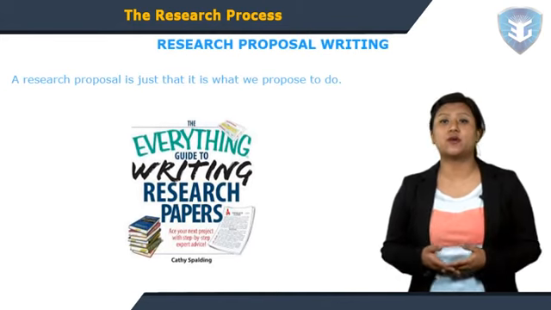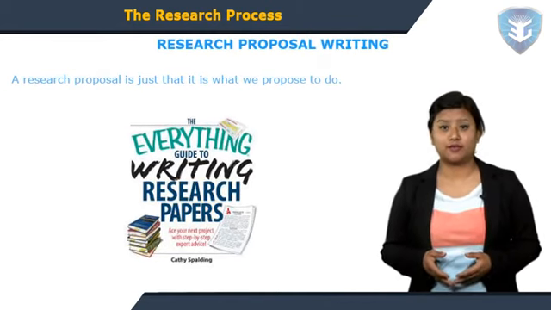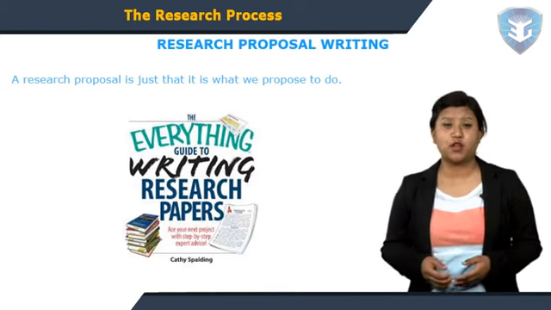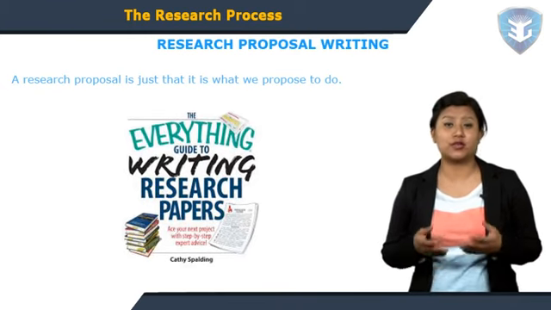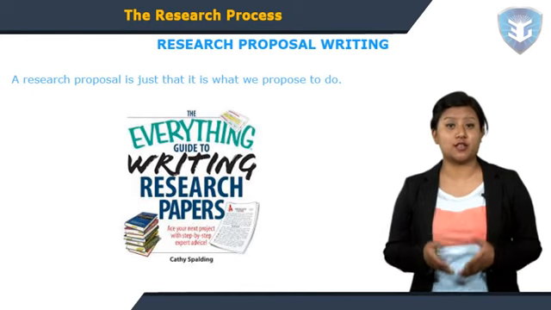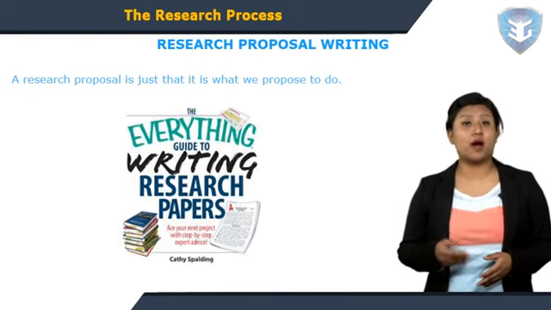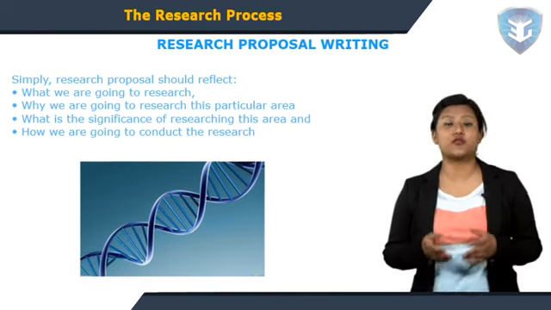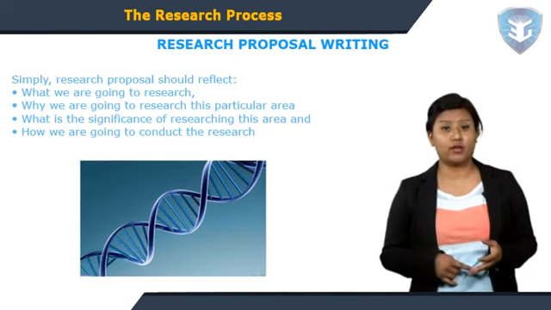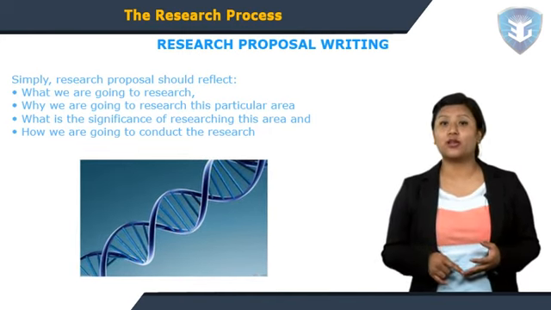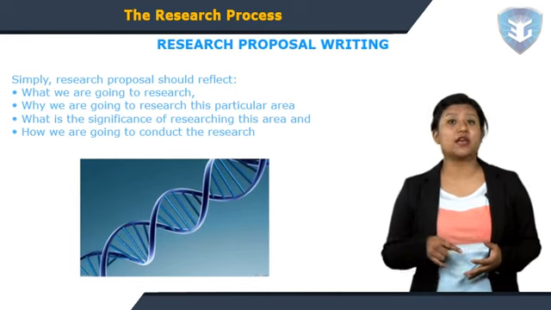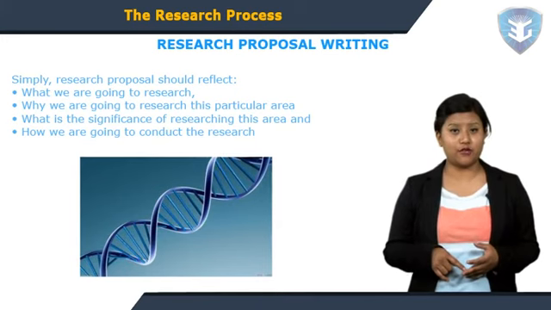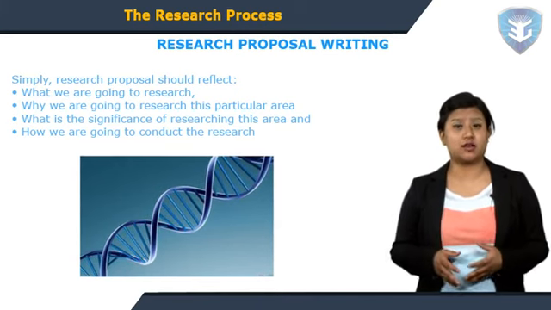Now let us talk about research proposal writing. A research proposal is just that, it is what we propose to do. First, we need to think about what we propose or intend to research. Once we have done this, the next step is to describe how we will conduct the research. Simply, a research proposal should reflect what we are going to research, why we are going to research this particular area, what is the significance of researching this area, and how we are going to conduct the research.